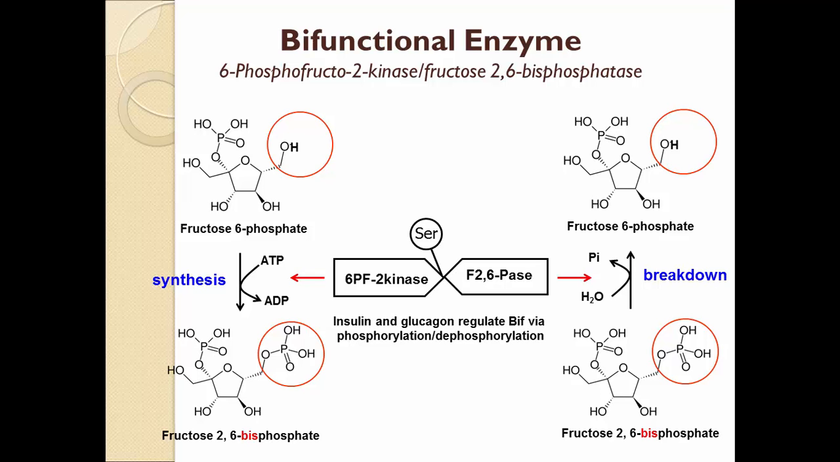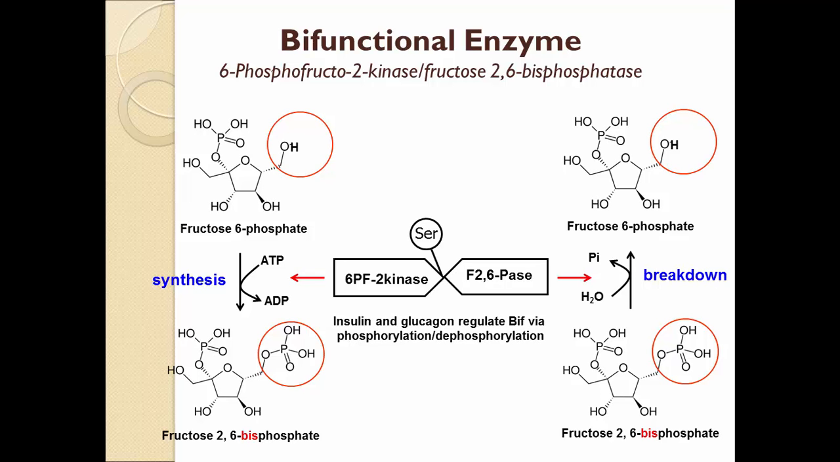Okay, more information about the bifunctional enzyme. This just represents the bifunctional enzyme. Again, it has two enzyme activities, and these two enzymes actually have different functions in terms of the production of fructose-2,6-bisphosphate. For example, phosphofructose-2 kinase, one of the bifunctional enzyme's activities, basically catalyzes the formation or synthesis of fructose-2,6-bisphosphate.